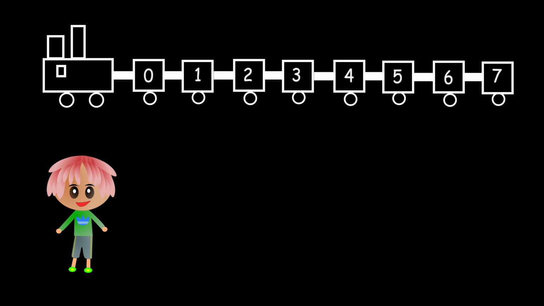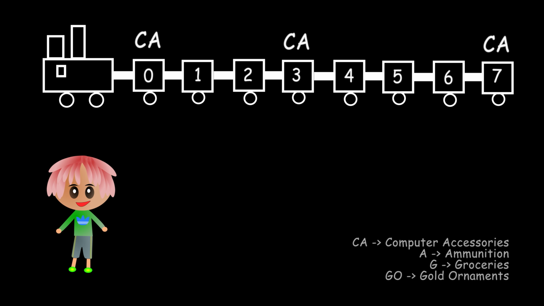David looks at the blueprint and gets to know that containers 0, 3 and 7 contain computer accessories, containers 5 and 1 contain groceries, containers 2 and 6 contain ammunition, and container 4 contains gold ornaments. David now knows that there are 4 types of materials in 8 containers and begins to unload all the containers and group them according to their materials.